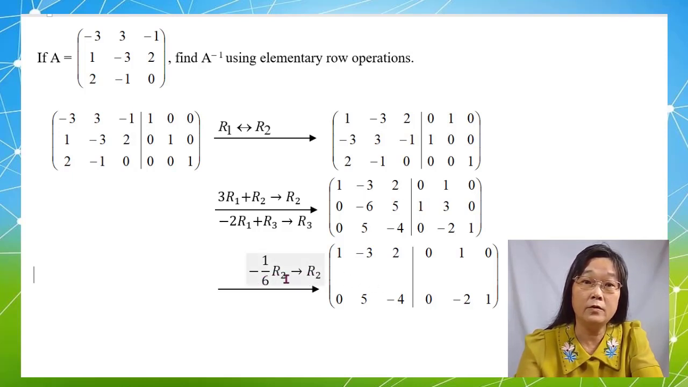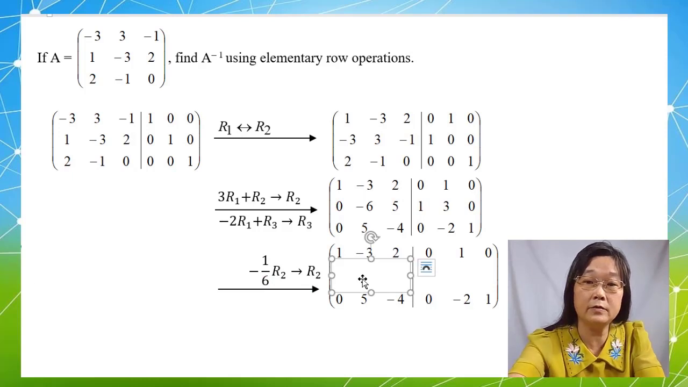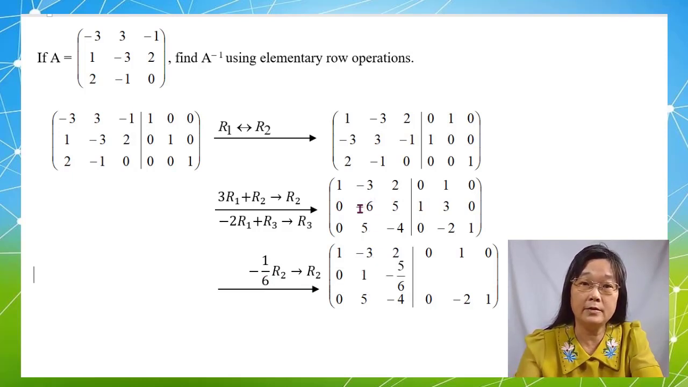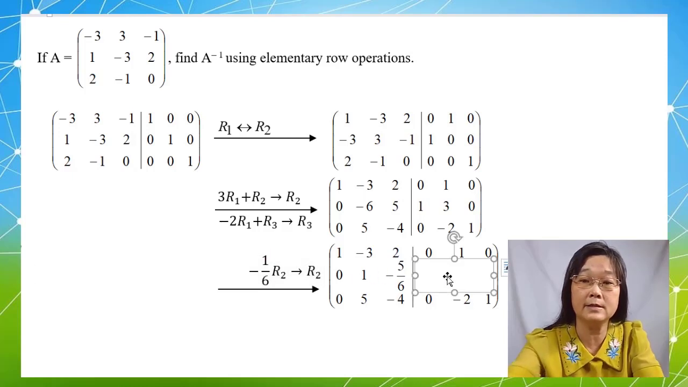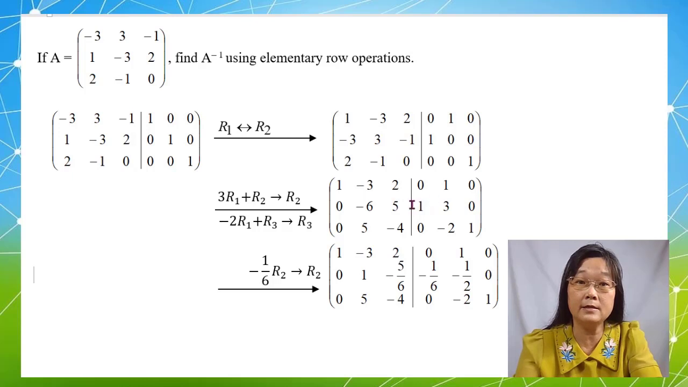So now we start from the first number. The 0 times negative 1 over 6 is equal to 0. Then second number, negative 6 times negative 1 over 6, it is 1. The third number, 5 times negative 1 over 6, it is negative 5 over 6. And same as the right hand side, 1 times negative 1 over 6 is negative 1 over 6. 3 times negative 1 over 6 is negative 1 over 2. And 0 times negative 1 over 6 is equal to 0.